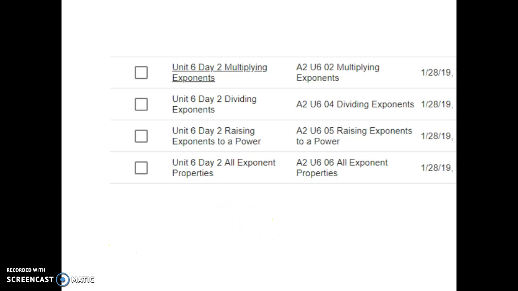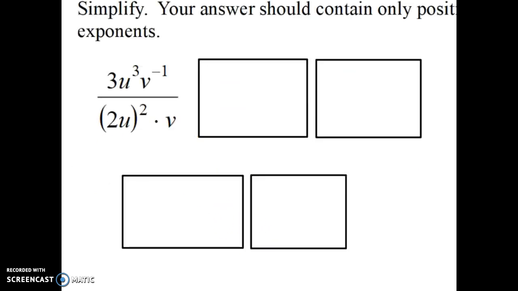All right, so moving on, I'm just going to show you a couple of examples. Sorry, I'm not in my classroom, so I don't have my flip chart, and so it looks a little funky here. But I'm just going to give you two examples. Simplify. Answer should contain only positive exponents.